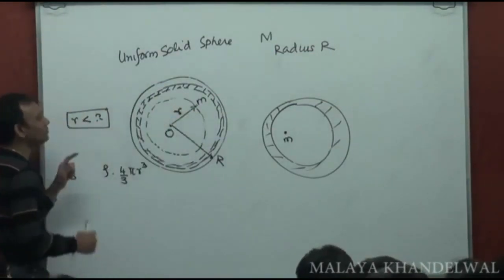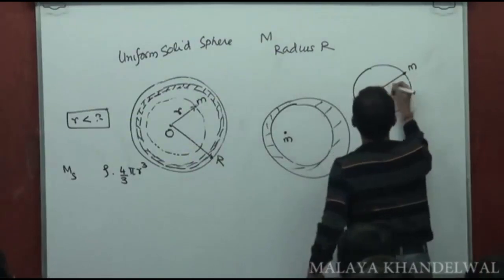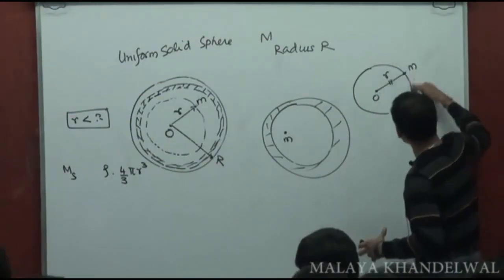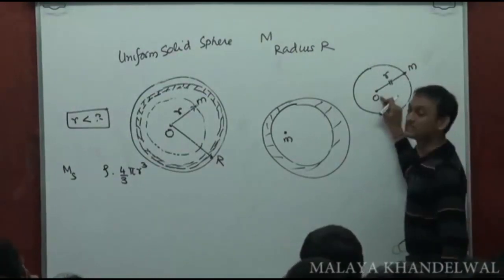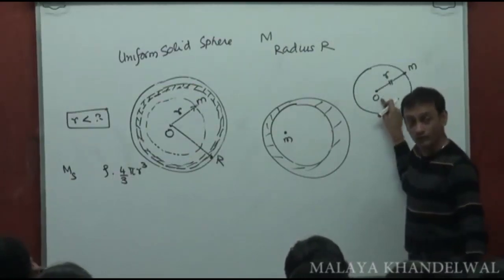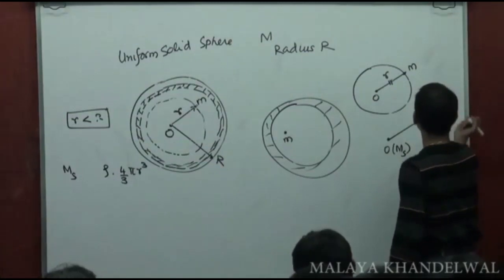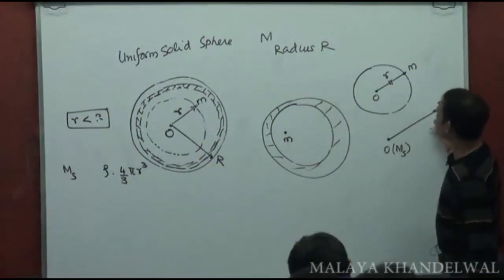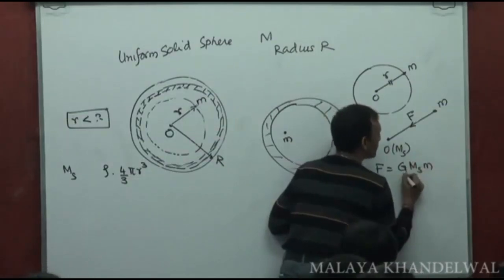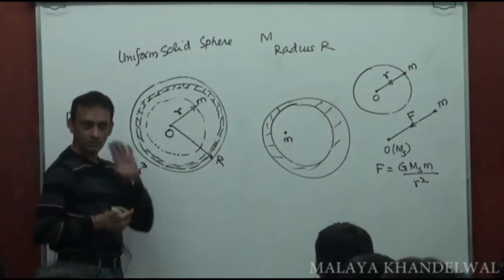That means now this small m lies on the surface of a sphere of radius small r, and like I told you a little while ago, this sphere could be replaced by a point mass ms placed at O, right? So what's going to be the force that small m experiences? The force that small m experiences is going to be G ms m by r square.